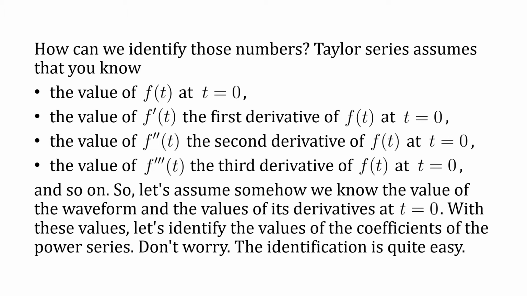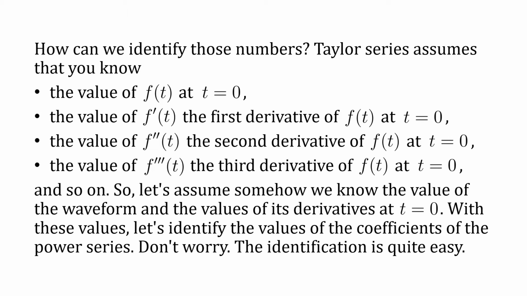Taylor series assumes that you know the value of f of t at t equals 0, the value of f dash of t, the first derivative of f of t at t equals 0, the value of f2 dash of t, the second derivative of f of t at t equals 0, the value of f3 dash of t, the third derivative of f of t at t equals 0, and so on. So, let's assume somehow we know the value of the waveform and the values of its derivatives at t equals 0.